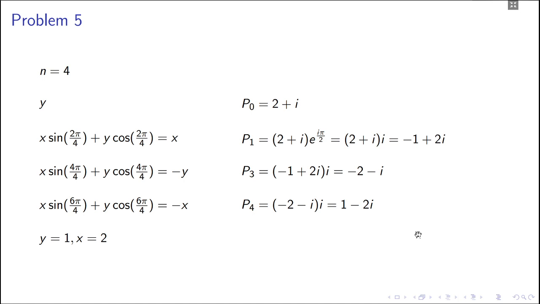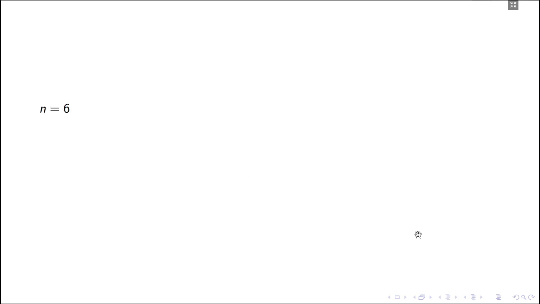Similarly for n equal to 6 you can do it, but please do it yourself. It's not difficult, you will just have 6 of these vertices and you choose the values accordingly, and maybe you can mention the answer you get in the comments.